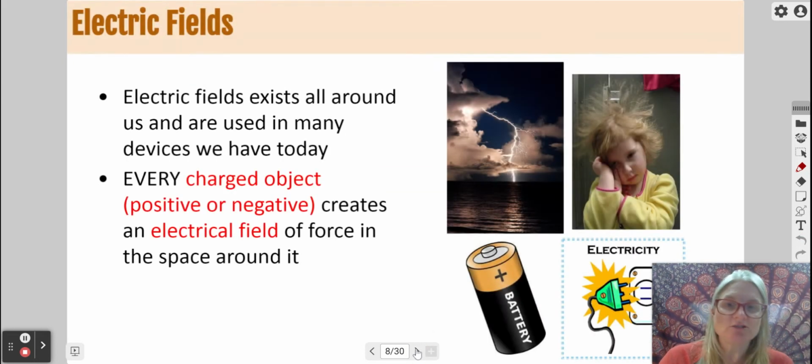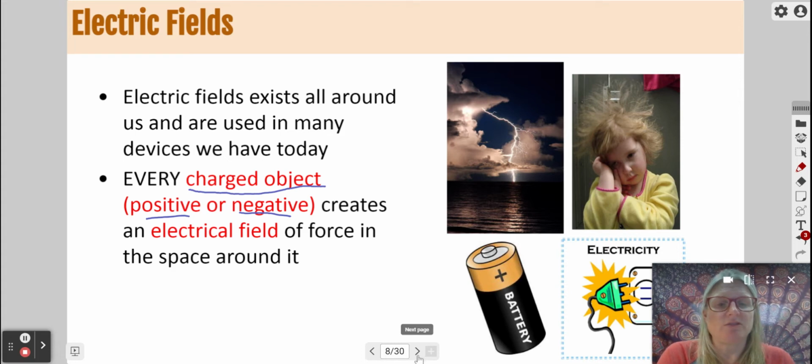We're moving on to electric fields now. Electric fields are all around us all the time, because every charged object, whether it's positive or negative, can create an electric field, a force around it. So lightning, static electricity, a battery or a plug, all of these objects are creating electric fields. We may or may not feel them or notice them.